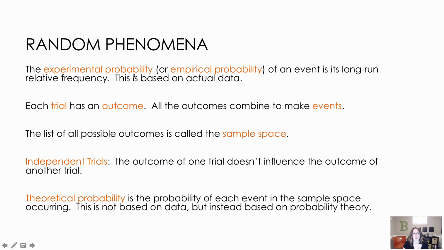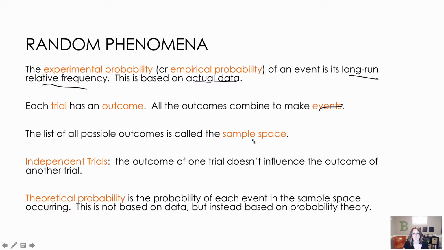So first we have experimental probability, or empirical. Those are the same thing. What's important to note is that this is the long-run relative frequency, which means essentially we're performing an experiment of some sort, or we're collecting data. And so what we're doing is based on actual data, not based on what we would expect to happen. Each trial has an outcome. So if we were looking at the experimental probability of flipping a coin, the trial would be flipping the coin, the outcome would be heads or tails. All of the outcomes combined, so all of the outcomes that you get, not just heads and tails, but all of the outcomes that you get are the event.